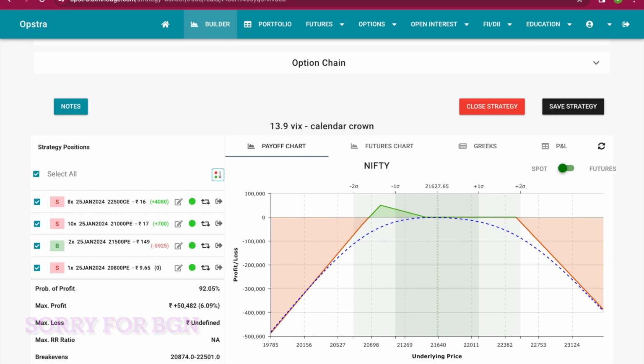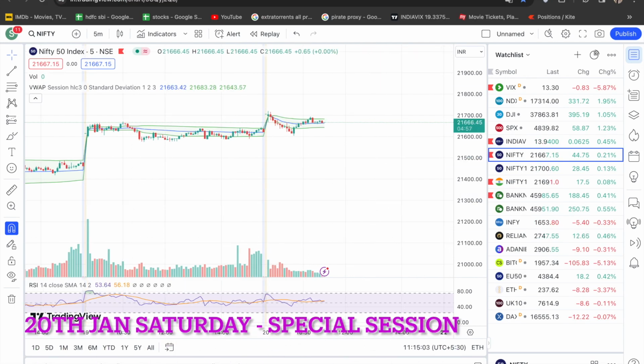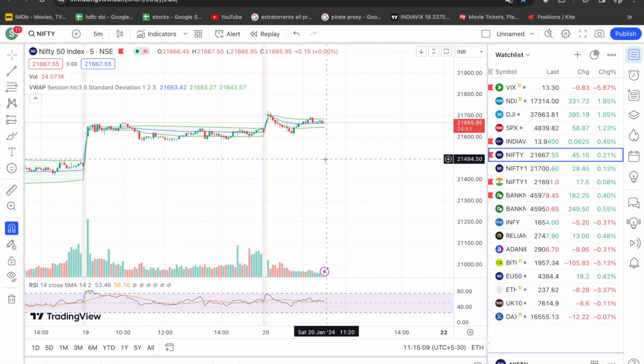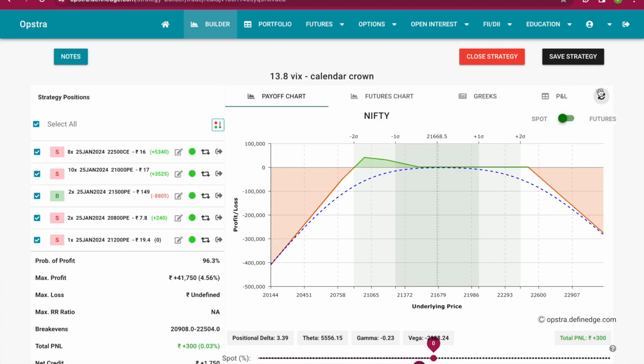Guys, welcome back. So today is a special session in January, and this is Saturday, and this is the first time we are recording on a Saturday, and this is the first time that the market is working on a Saturday. Now let's take a look at our position. So this is our current position.